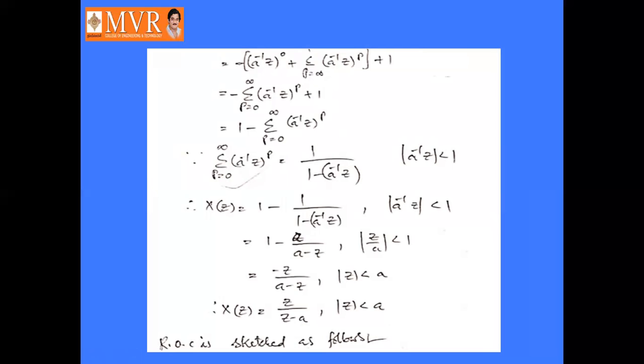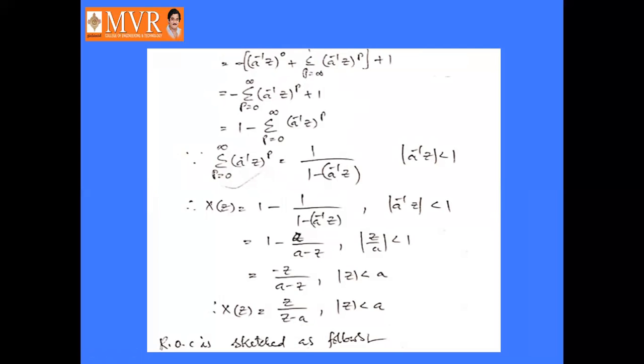Okay. So this entire expression will be written as sigma p equal to 0 to infinity of a power minus 1 into z, whole power p, or it will become 1 minus sigma p equal to 0 to infinity of a power minus 1 into z, whole power p, right? But sigma p equal to 0 to infinity of alpha power n is in the form of alpha power n, so it is equal to 1 by 1 minus alpha. So 1 by 1 minus a power minus 1 into z. So X of z is 1 minus 1 by 1 minus a power minus 1 into z, and the magnitude of a power minus 1 into z is less than 1.